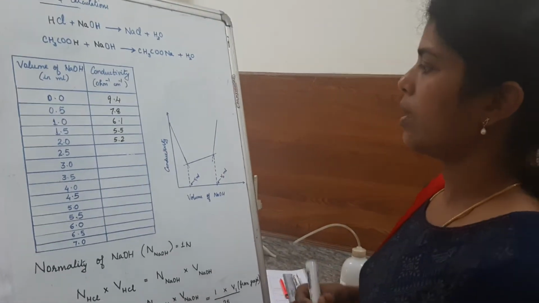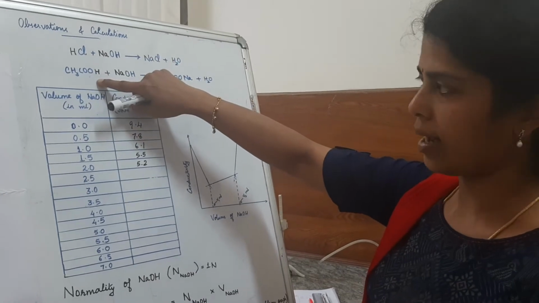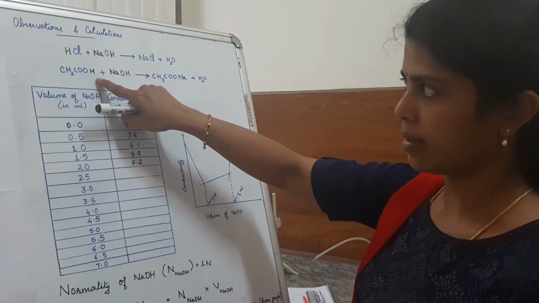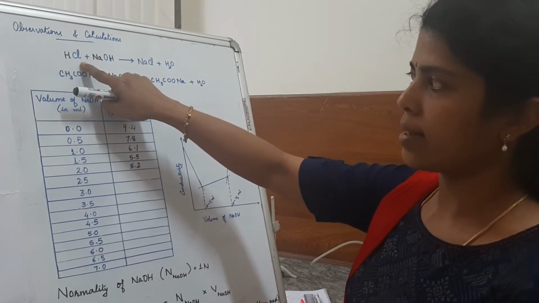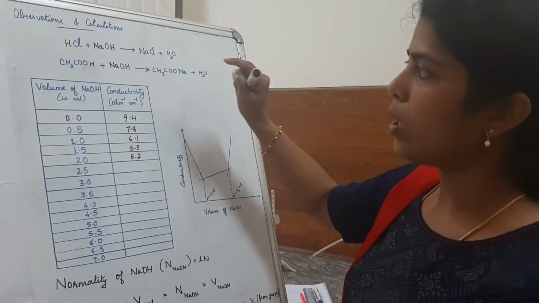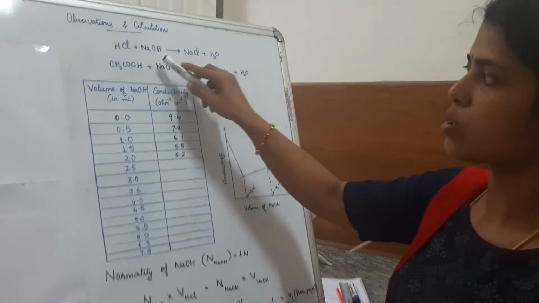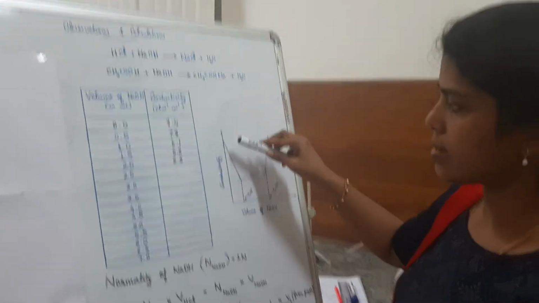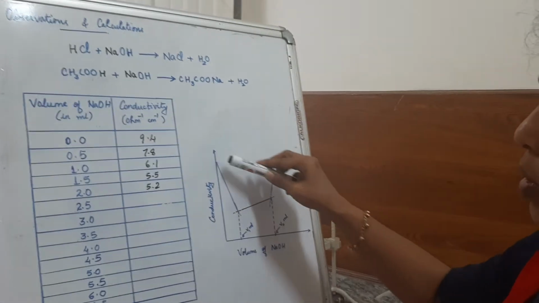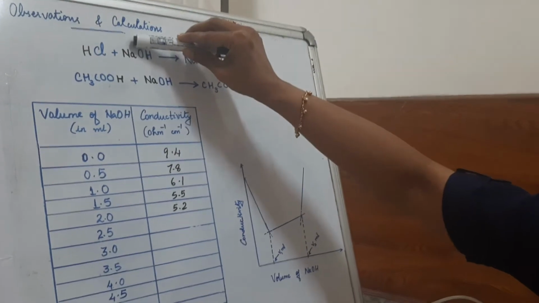This is because the solution that has been provided to you is a mixture of a strong acid and a weak acid. The strong acid is hydrochloric acid, and the weak acid used is acetic acid. Hydrochloric acid is completely dissociated, forming H plus and chloride ions. When you add sodium hydroxide, the fast moving H plus ions will be replaced by slow moving Na plus ions. As a result, the conductance decreases. This process will continue till all the H plus ions have been replaced by sodium ions.